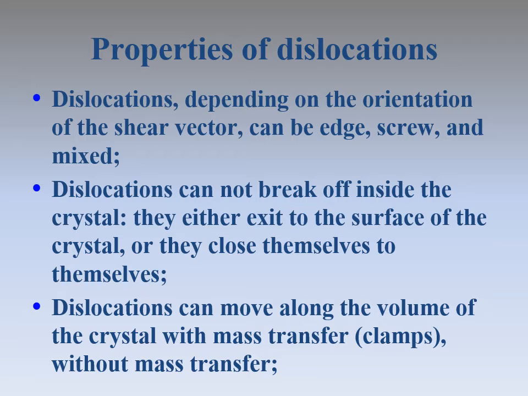On this slide, you must remember these properties, it is very important. The main properties of dislocation. Dislocation, depending on the orientation of the shear vector, can be edge, screw, and mixed. Dislocations cannot break off inside the crystal, they exit to the surface of the crystal or they close themselves, creating a dislocation loop. And third, dislocation can move along the volume of the crystal without mass transfer. This movement is called glide.